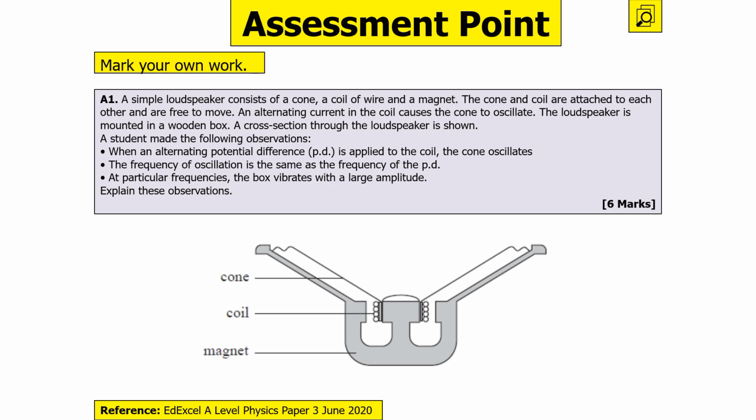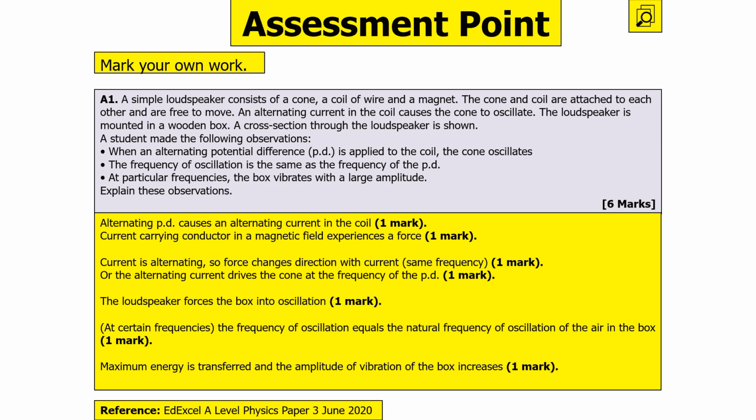Right, in this first question, you should be aware that an alternating potential difference will cause an alternating current in the coil. Now, because it's a current carrying conductor inside a magnetic field, those two fields will interact and therefore it will experience a force. The current is alternating, so the force will change direction as the current changes direction.